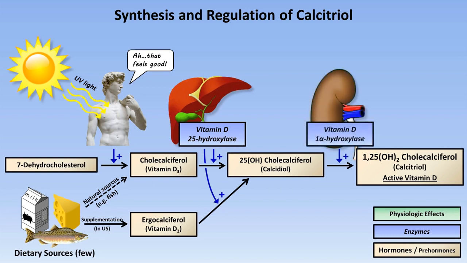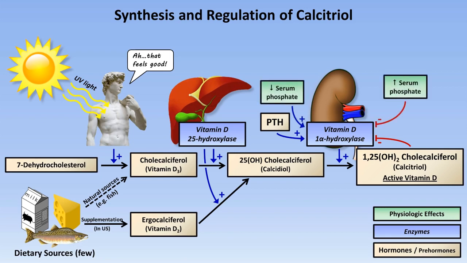This occurs in the kidneys and requires vitamin D 1-alpha hydroxylase, also known as cytochrome P450-27B1. 1-alpha hydroxylase is inhibited by calcitriol itself, a form of negative feedback that prevents overproduction of the reaction's product. And an important link between calcitriol and PTH is that PTH increases the activity of 1-alpha hydroxylase. In addition, low serum phosphate also stimulates this enzyme, and it's inhibited by high serum phosphate.